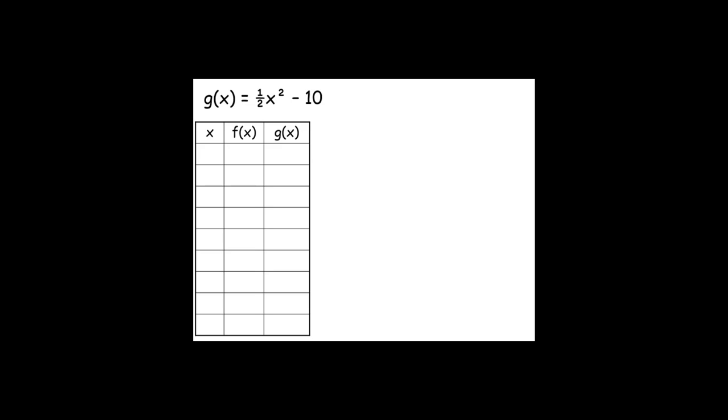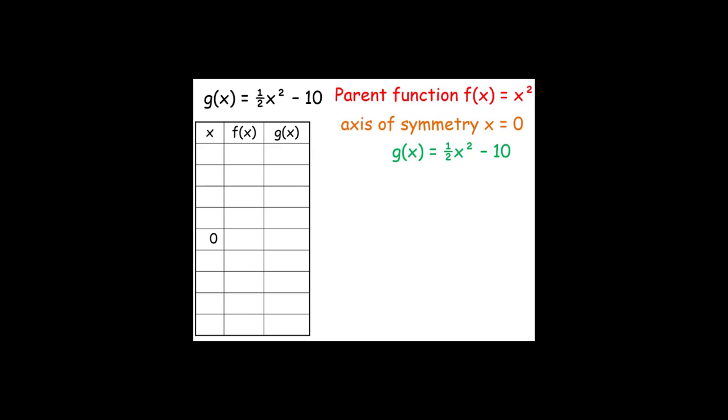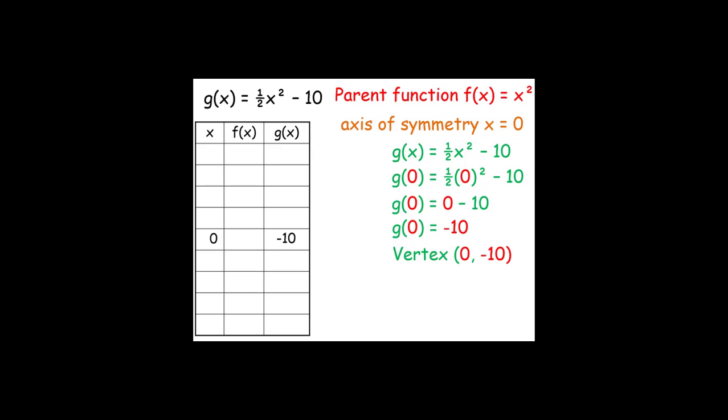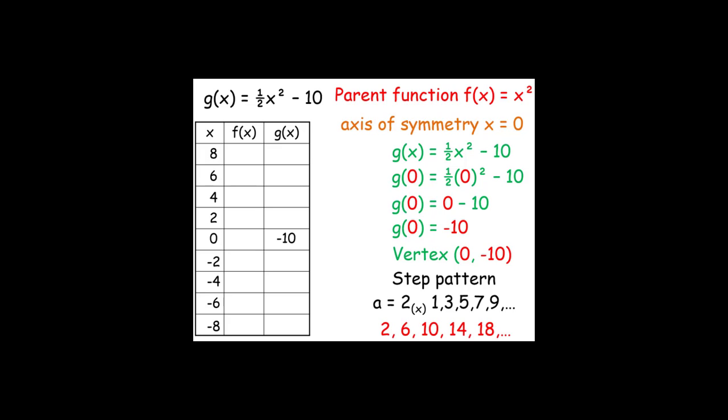When graphing g of x is equal to half x squared minus 10 and its parent function f of x is equal to x squared, the axis of symmetry is x equals 0, since we do not have a b term. When substituting 0 into the function, we'll get g of 0 is equal to negative 10, which means our vertex is 0, negative 10.